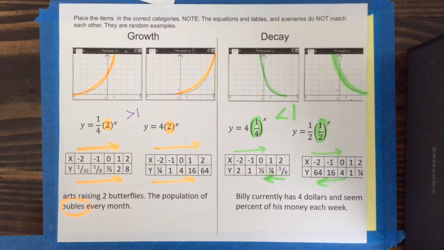Okay, so this is kind of a review of what we did in chapter 5 with sequences, only instead of discrete data, we are looking more at continuous data. So our graphs are going to be lines, not dots.